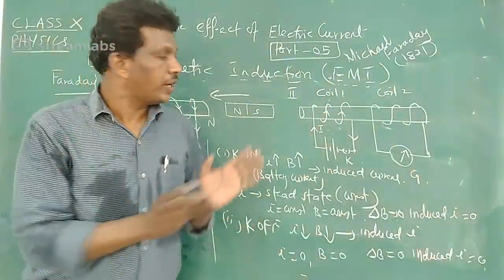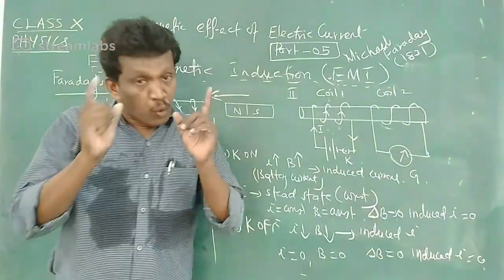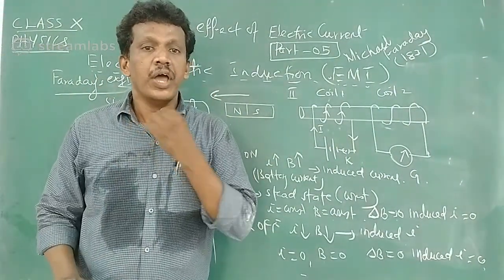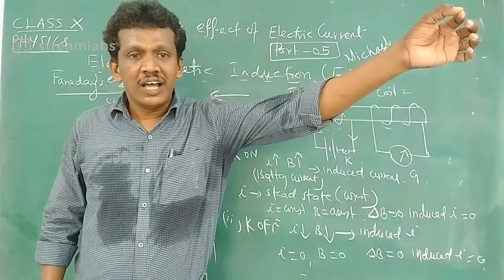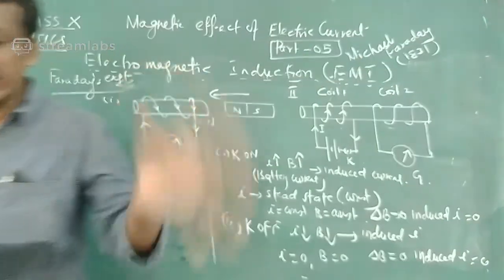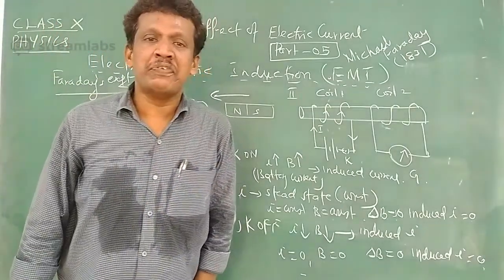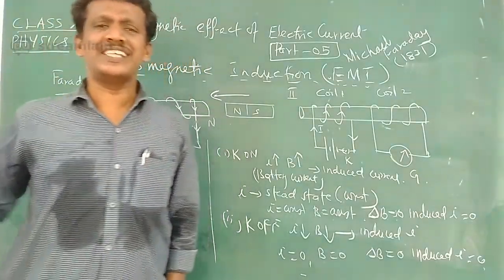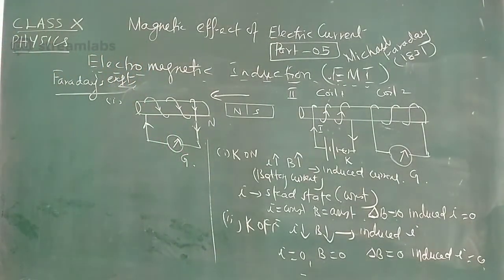What conclusion are you getting from both the experiments? If you want, you write, very important. Whenever there is a change in magnetic field, current is induced, right? Right. Whenever there is a change in magnetic field, current is induced. Whenever there is no change in magnetic field, no current is induced. Very simple one, very simple. I think all of you have written it.